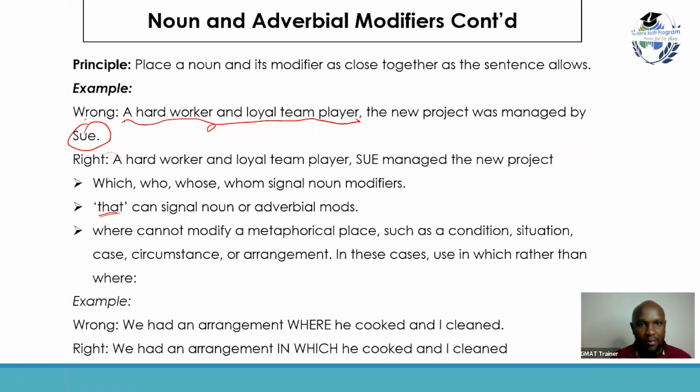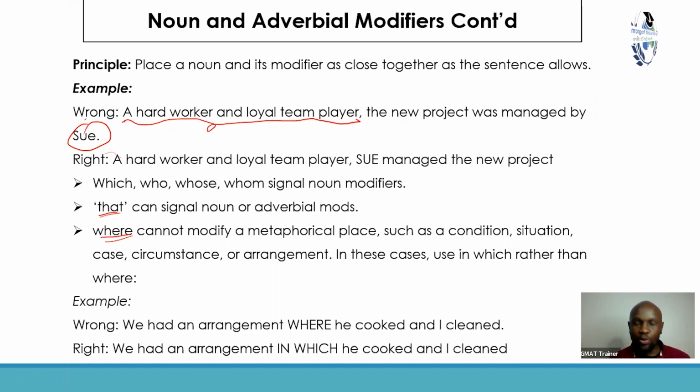Where cannot modify a metaphorical place, such as a condition, situation, circumstance, or arrangement. In these cases, use which rather than where. For example, it is wrong to say, "We had an arrangement where he cooked and I cleaned." This is a situation, and by this principle, where cannot modify a situation. The right way to phrase that sentence would be, "We had an arrangement in which he cooked and I cleaned."